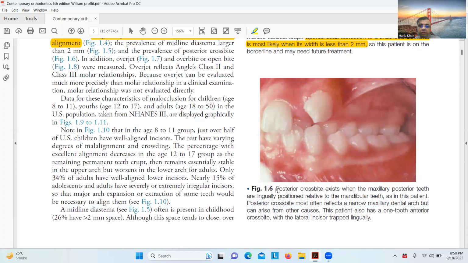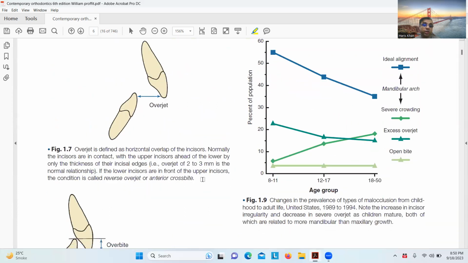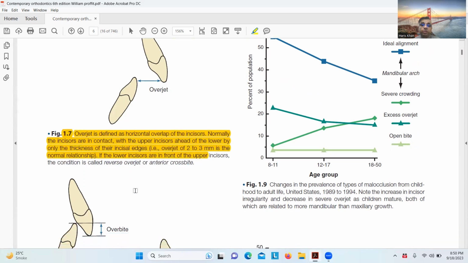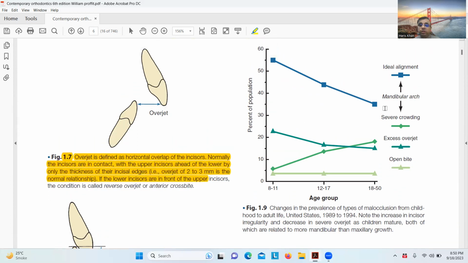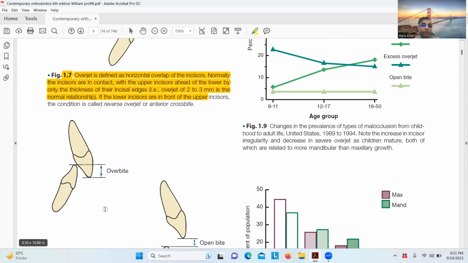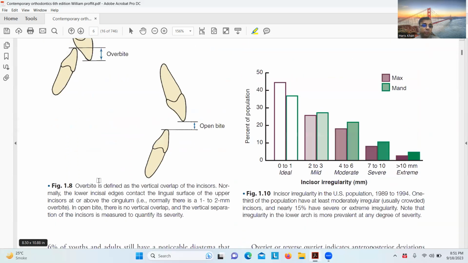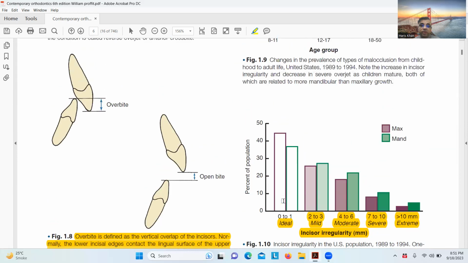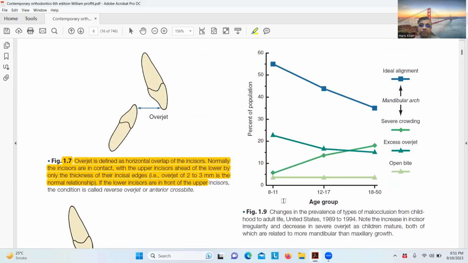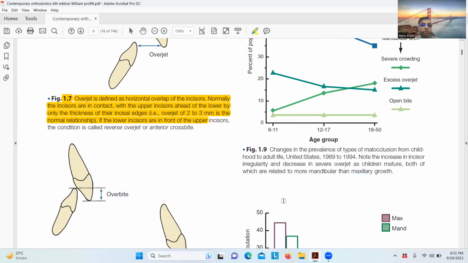When the maxillary posterior teeth are lingually related to the mandibular teeth, so this is the definition of a crossbite, right? Here, so this is something important. Again, the definition is important. Again, what the overbite definitions are here, right? The open bite definition here is important, right? Classification of incisor irregularity, that is important. And the percentage of population, okay.